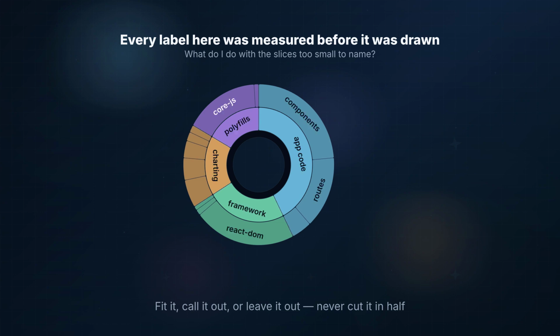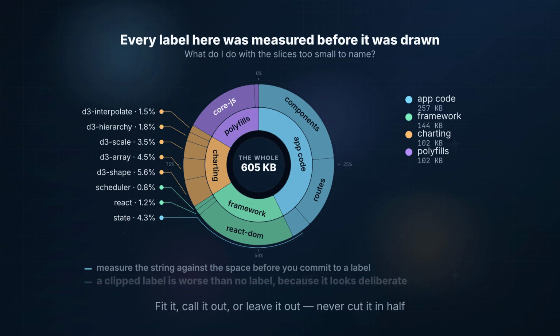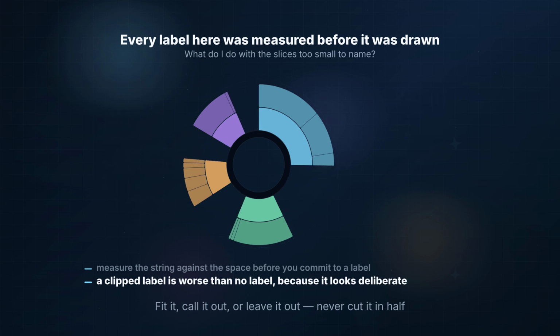A tangential label runs along the arc and needs arc length. A radial label runs outward and needs ring thickness, flipping on the left half so it never reads upside down. A horizontal label needs both. Whichever you pick, measure the real string against the real space first, because the failure is silent. Text renders, gets cut at the slice edge, and looks like a deliberate abbreviation. Below some minimum angle, nothing fits, and a leader line is the answer.